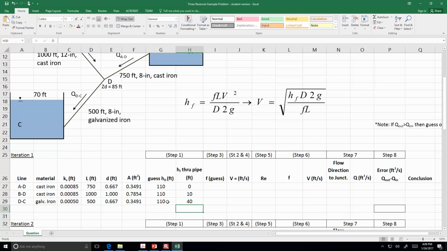Our initial guess, we don't really have any basis other than let's just pick something in the middle and hope that it'll iterate quickly. It'll converge faster than if we had a bad guess for that.